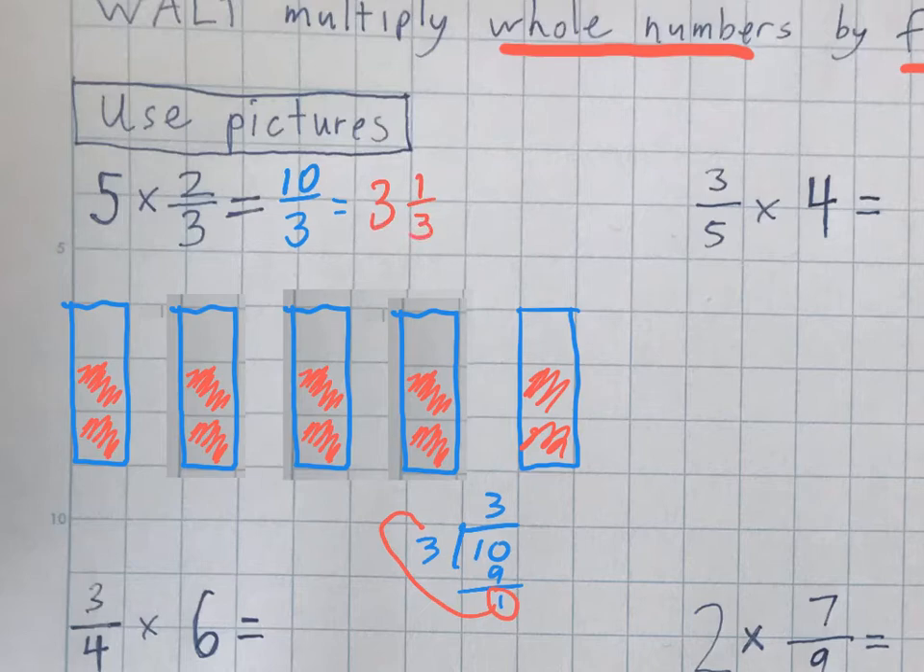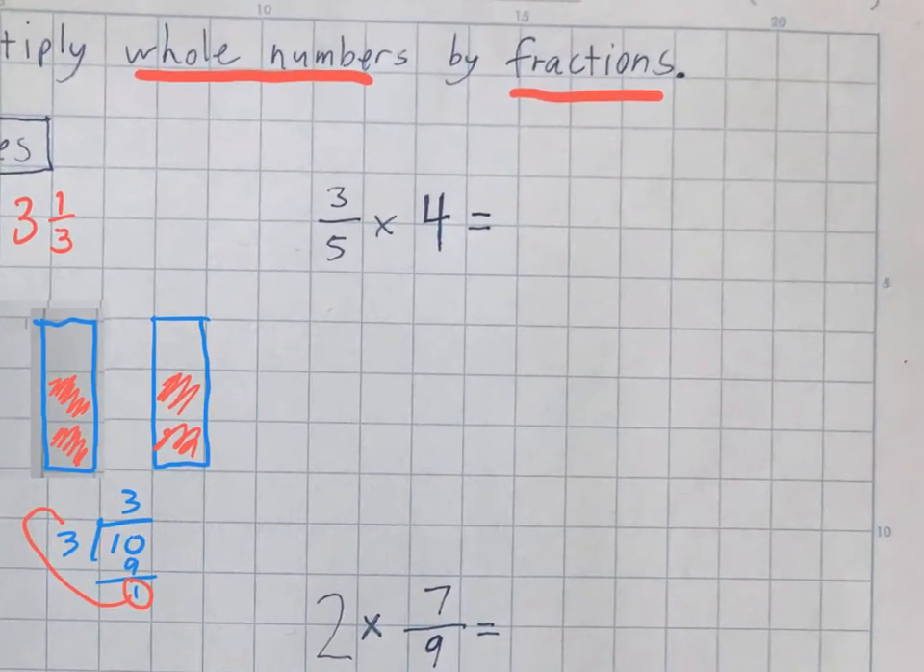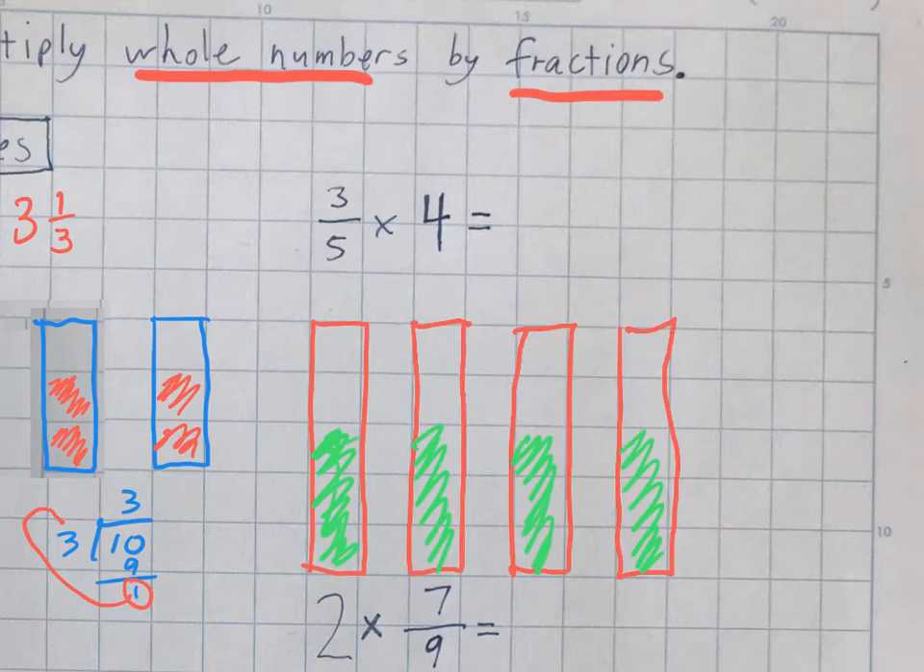Okay, let's try one over here. The next one, we have 3/5 times 4. So first draw your 3/5. I'll draw them like this, and you need 4 of those. Oh, hold on. There's 3/5, not 4/5. And I need 4 of them. So there they are. And now how many fifths do I have? We're still in fifths, right? And I have, let's see, 3, 6, 9. I have 12 fifths here.